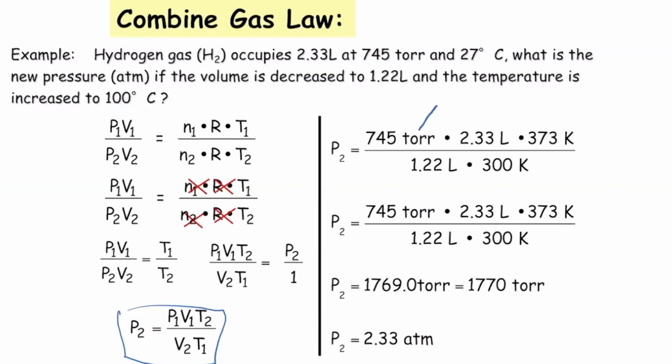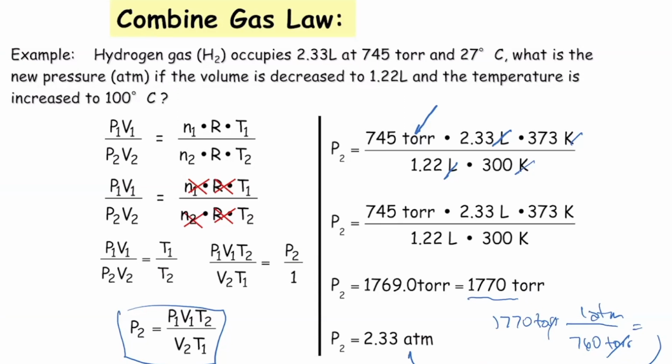Notice I'm using torrs rather than atmosphere. Notice that the liters will cancel, the Kelvins will cancel, and when I do the math, I get my answer as 1770 torr. Now, if the question is, what is the new pressure in atmosphere? Then simply take this 1770 torrs, and remember that for every 760 torrs, you have 1 atmosphere. You can do that conversion factor, and that answer is 2.33 atmosphere. As the last step, you can convert the torrs to atmosphere. So that'll save you time.